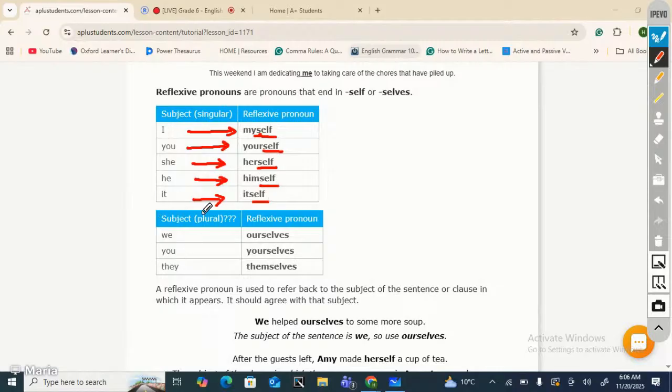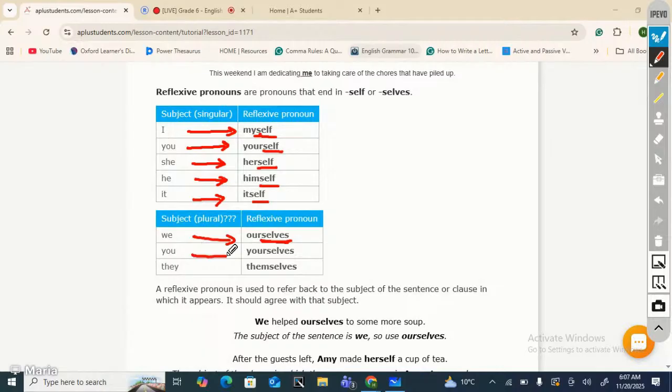Now, if we discuss plural subjects, there are three plural subjects: we, you, and they. If we have we as a subject pronoun, use reflexive pronoun ourselves, ends in selves. Selves and self, they are different. Self is used with a reflexive pronoun which refers back to a singular subject, and a reflexive pronoun ending in selves is used to refer back to plural subjects.